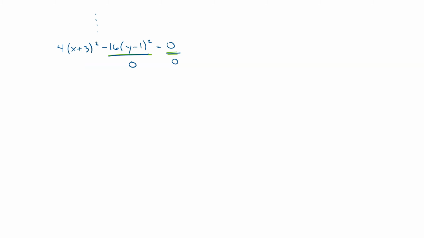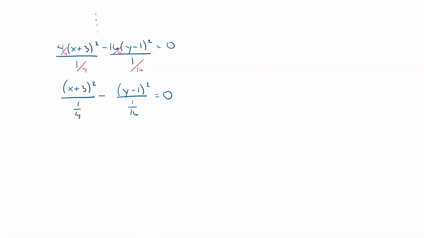Well, backing up here, we basically pretend that it's not degenerate, and we're going to keep on going. Here's how. We need to remember that each of these terms is over 1, and we're going to deal with those coefficients the same way that we normally would. We're going to divide the top by 4, divide the bottom by 4, divide the top by 16, divide the bottom by 16. And in doing that, we get (x plus 3) squared over 1/4 minus (y minus 1) squared over 1/16 equals 0. Ignoring the fact that it equals 0, we're going to keep on going.